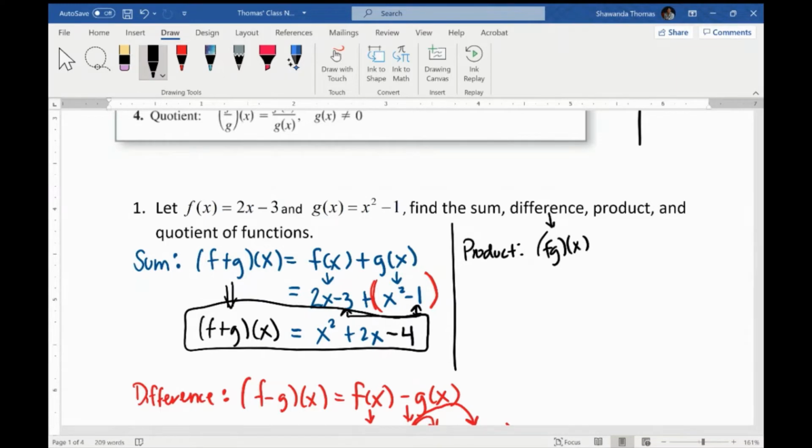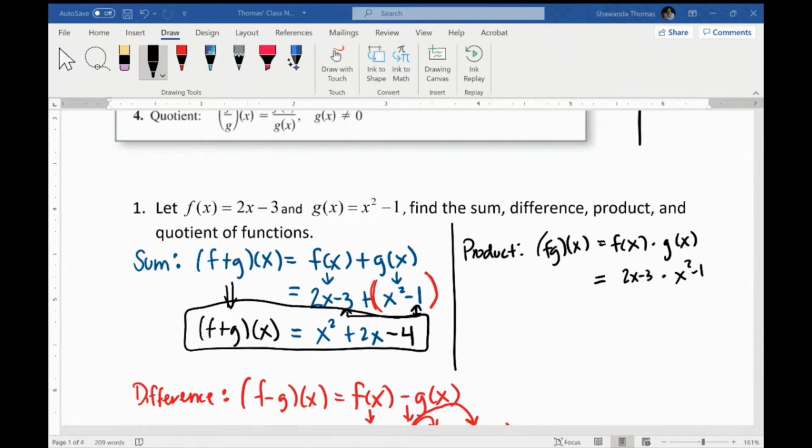Notice that f and g are right next to each other. That usually indicates multiplication. f of x times g of x. All right. What's f of x? 2x minus 3. Now, can I just put a dot here and then put g of x? Will that work? No.